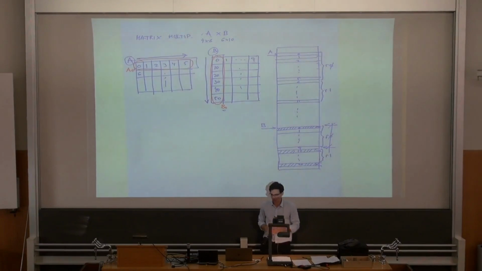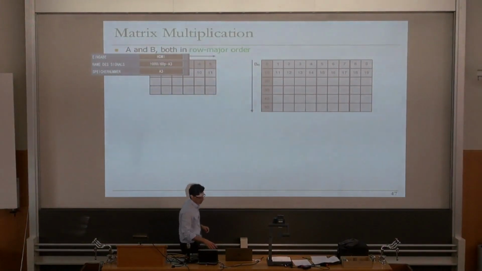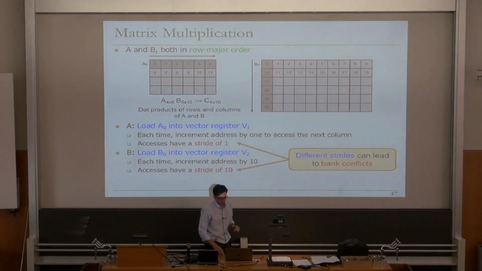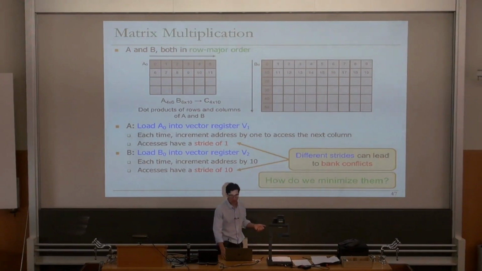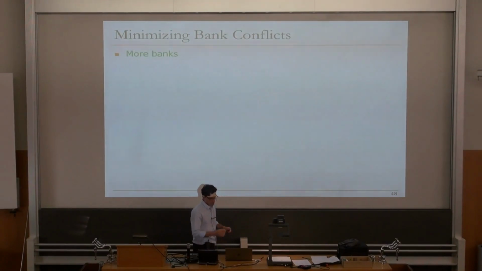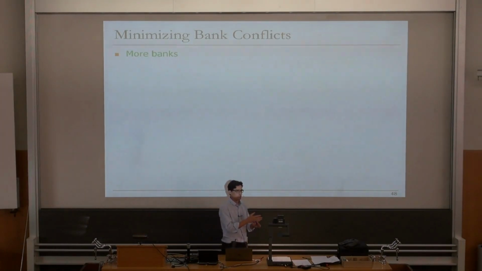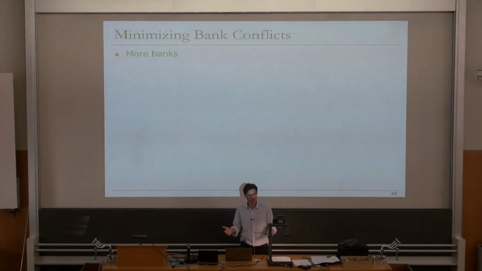So we cannot get full bandwidth or throughput from this bank memory. This is mostly what you have here in this slide. So different strides may lead to bank conflicts. And what should we do to minimize them or to avoid these bank conflicts as much as possible? There are different ways of doing it. The most naive idea is to have more banks. If I have more banks, I minimize the probability that two addresses go to the same bank, so I minimize the probability of bank conflict. But obviously this has a cost, right?